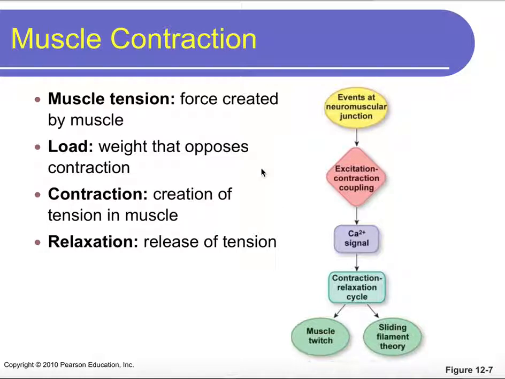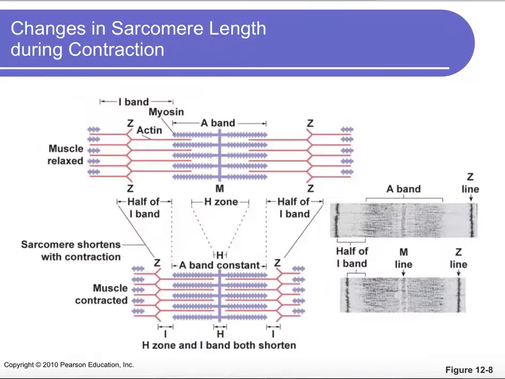A couple of terms just to be aware of. We have our muscle tension. That's the force that's created by the muscle. A load is the weight that opposes contraction. Contraction is when the muscle is generating tension or generating force. And then relaxation is when the muscle is releasing tension or releasing force.